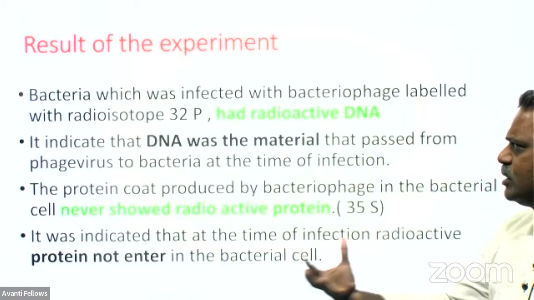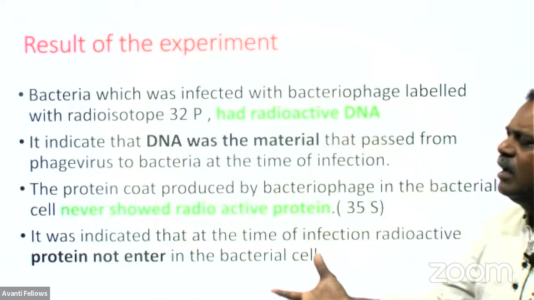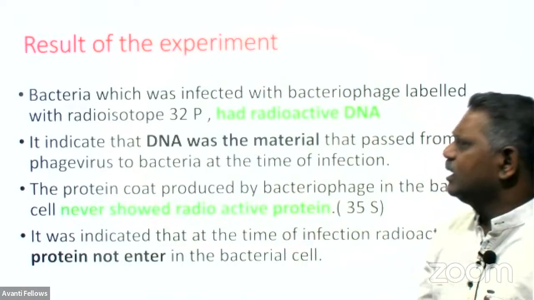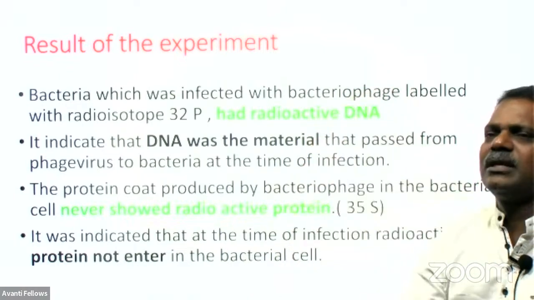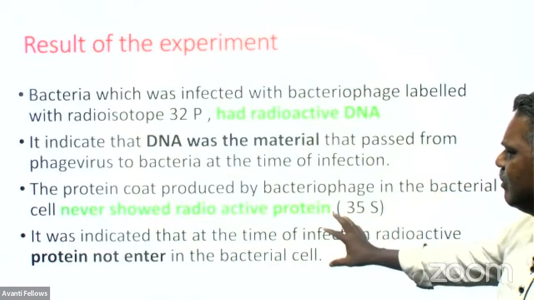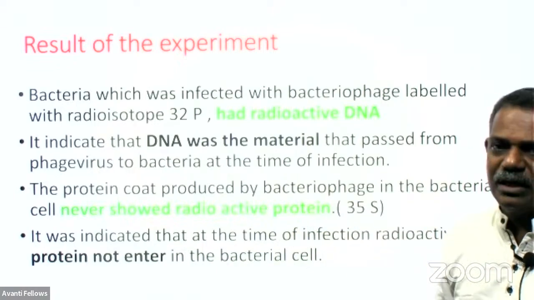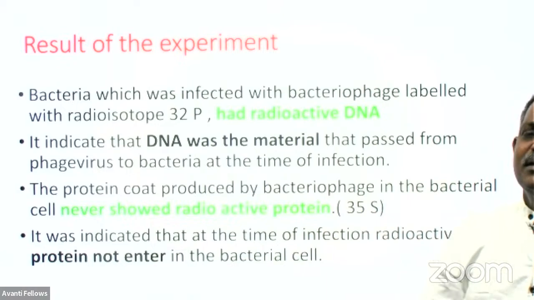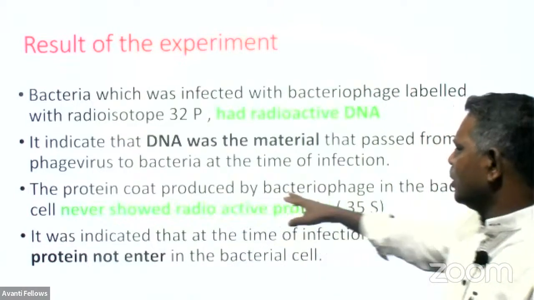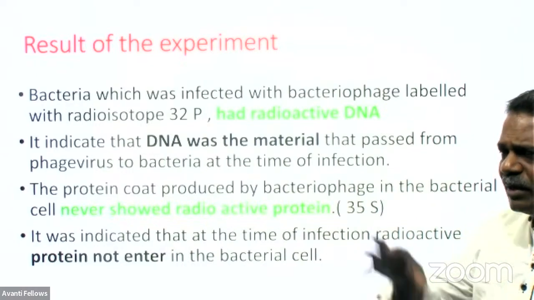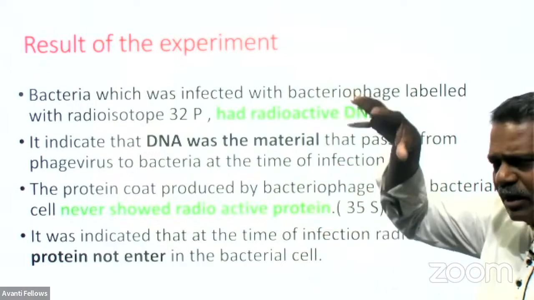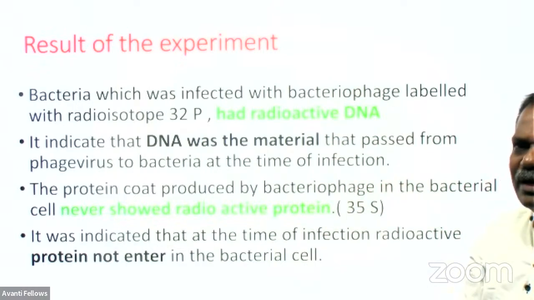After this centrifugation, they got what? The radioactive DNA from the body of this bacteria, because at the time of infection, what happened? Only the DNA is sent inside, and they never find the radioactive protein inside. Why? Protein is not taken inside. So the protein coat produced by the bacteriophage in the bacteria never shows the radioactive protein. Why? Because at the time of infection, it takes inside only its DNA and not the protein outside.